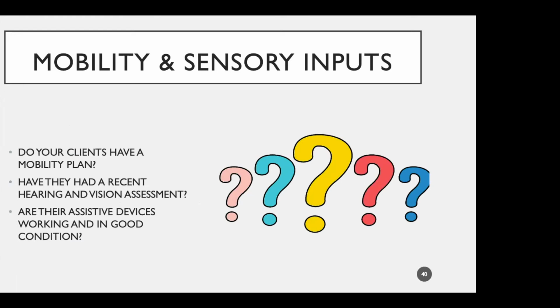And so my challenge to all of you on this training who work with older adults: do you work with your client or encourage them to have a mobility plan? Not just have a plan, but that you're actually monitoring it. Have they had a recent hearing and vision assessment? Have their ears been assessed for wax? And are their assistive devices actually in good working condition, including eyeglasses and whatever else?